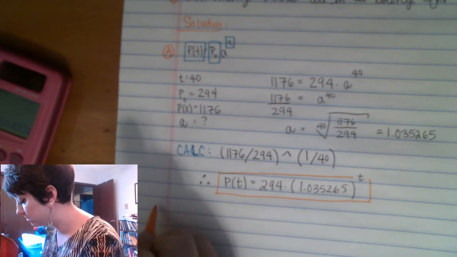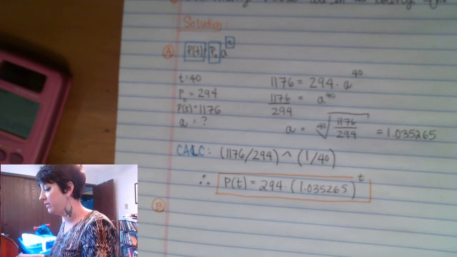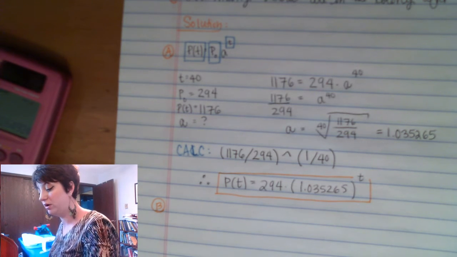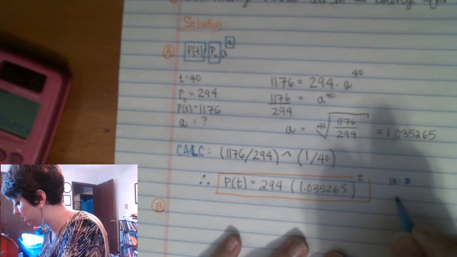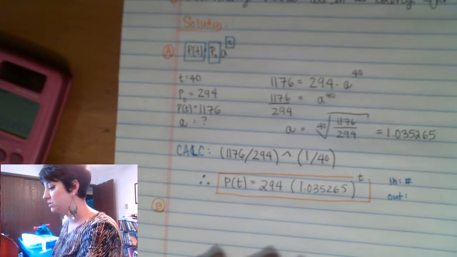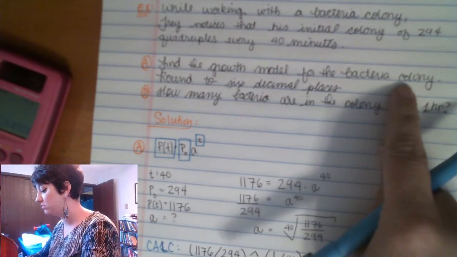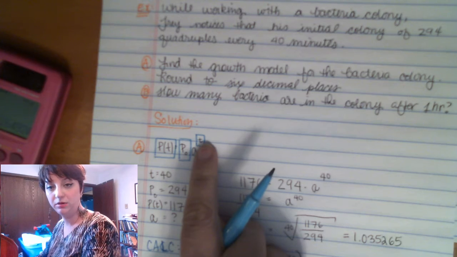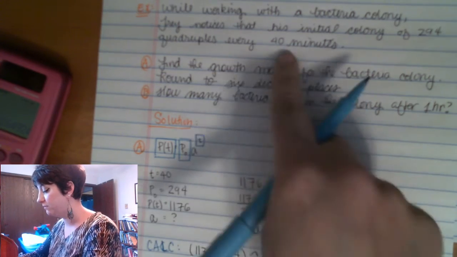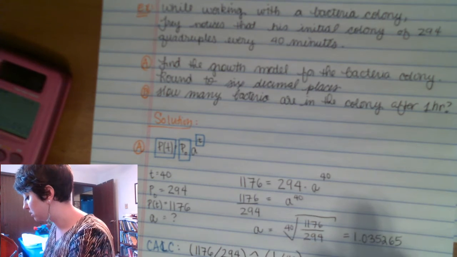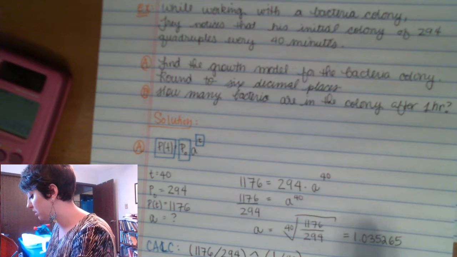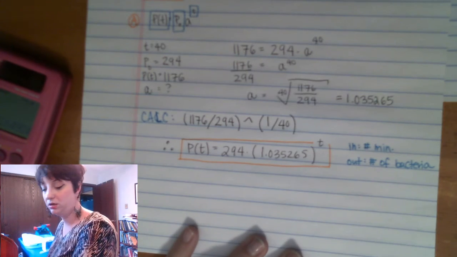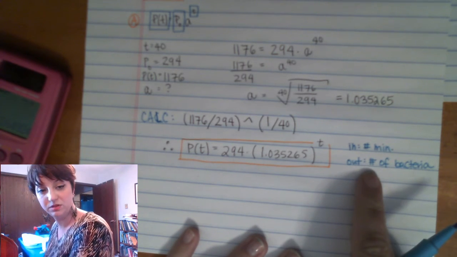All right, for B, how many bacteria are in the colony after 1 minute? Or sorry, 1 hour. Oh, by the way, let's remind ourselves, in goes something, out comes something. So find the growth model. T is time, and we did 40, right? 40 what? Minutes. So in goes some number of minutes, out comes number of bacteria.